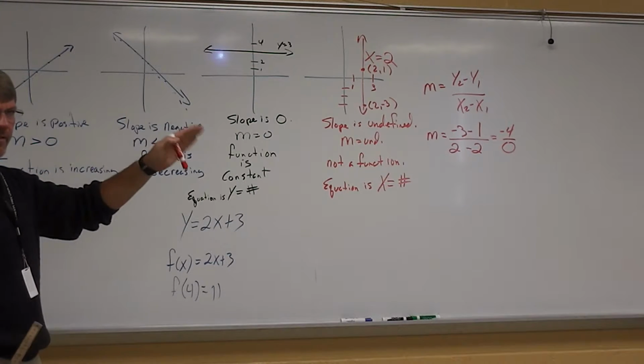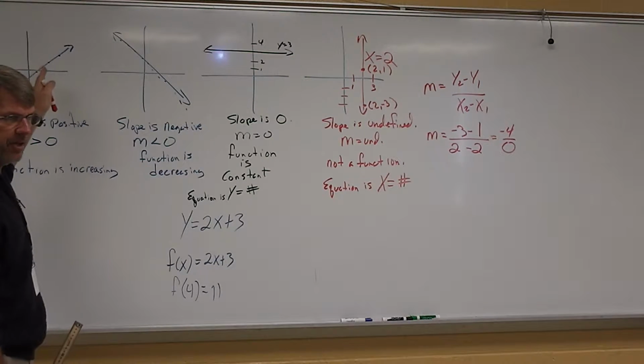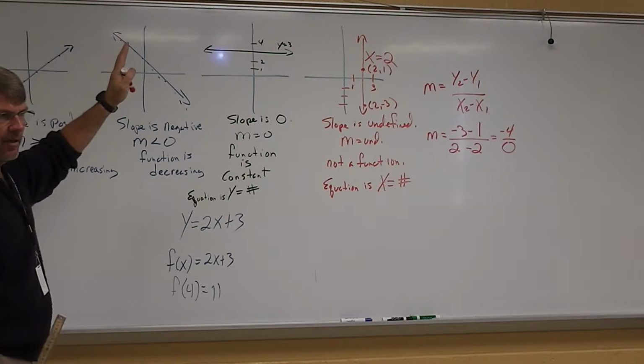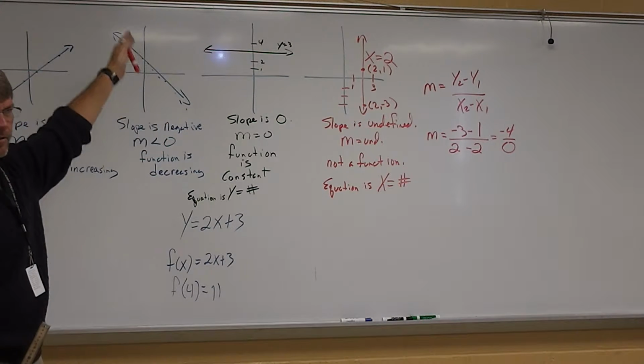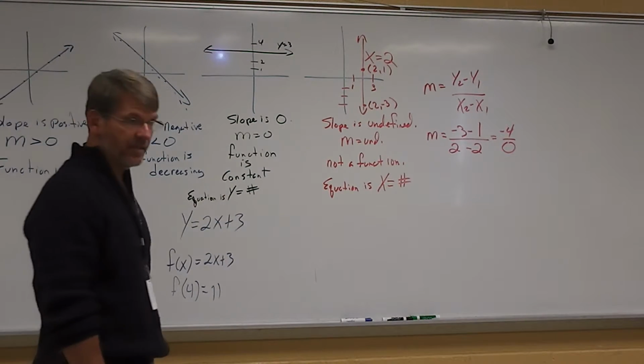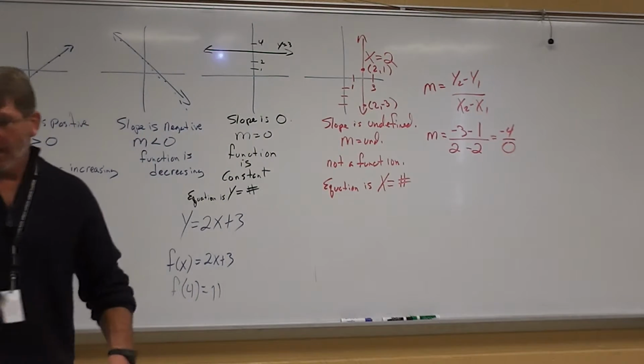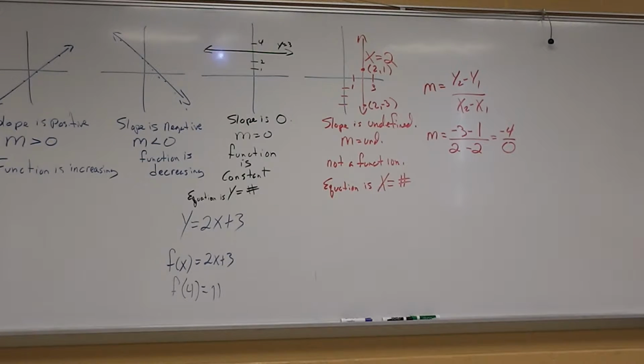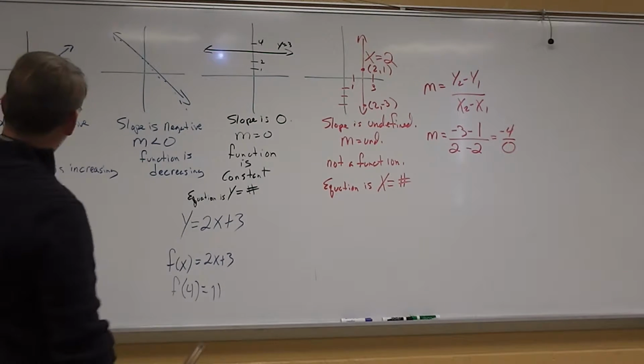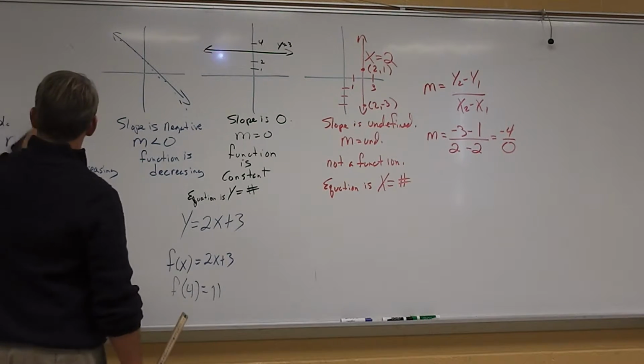So we're remembering just the visuals. Positive slopes, increasing functions. Negative slopes, decreasing functions. 0 slope, constant function. Those are important concepts. We haven't talked about them so much since Algebra 1, but we've got to make sure we have them down.